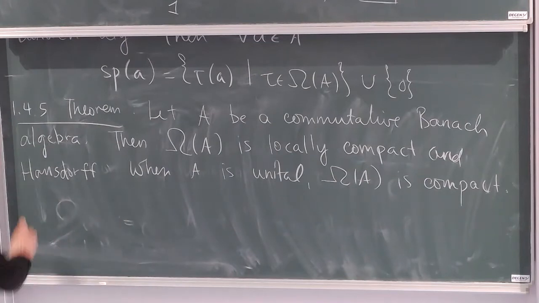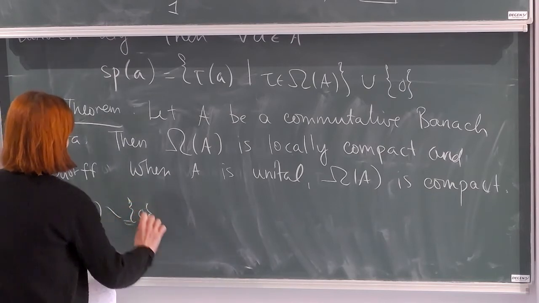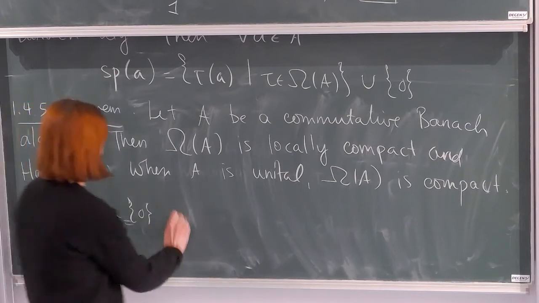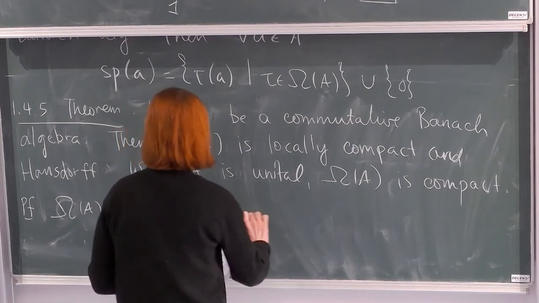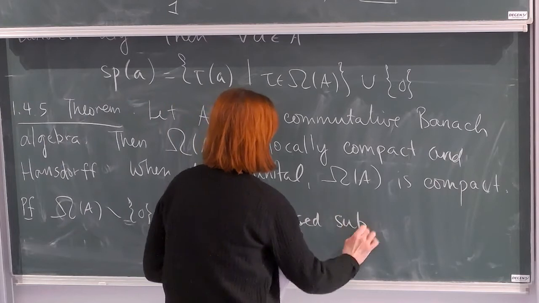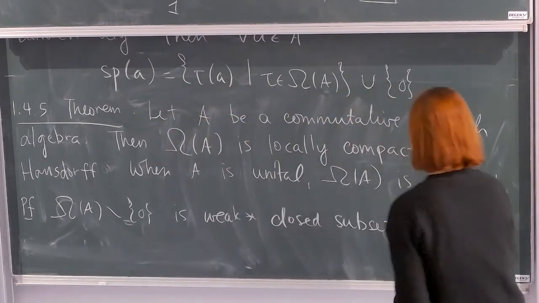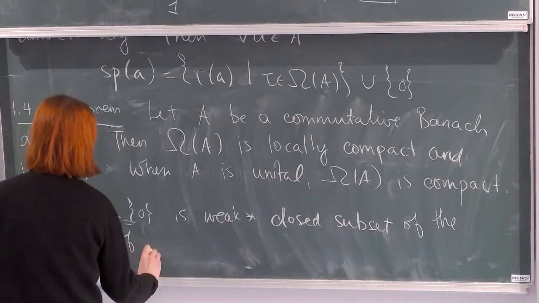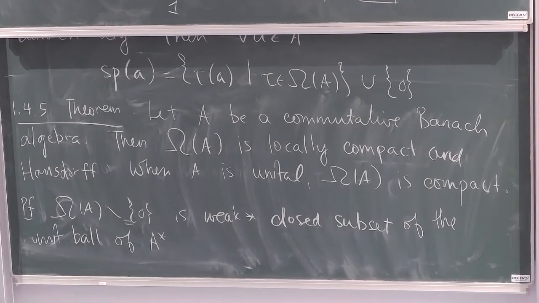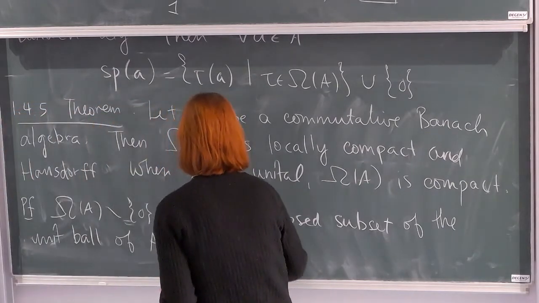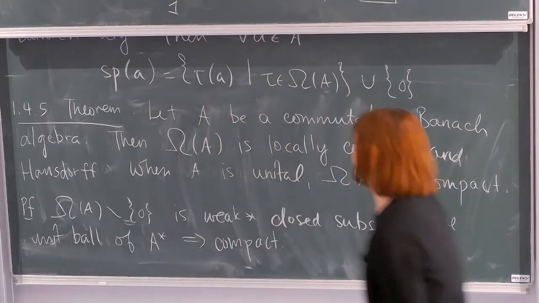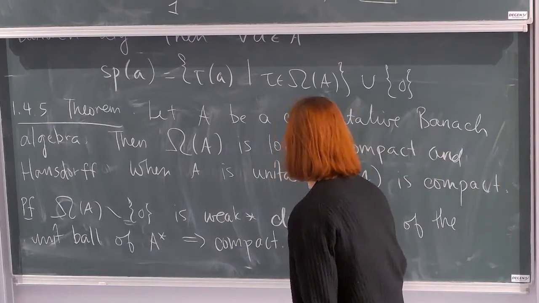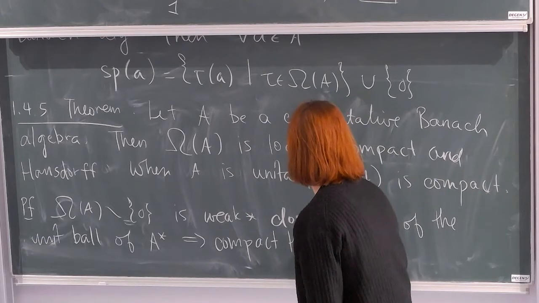Okay, and I guess I sort of already mentioned why this would be. We saw that this is going to be a weak star closed subset of the unit ball of the dual. And so that this is compact now just follows from the Banach-Alaoglu theorem. So that implies that it is compact Hausdorff, sorry.